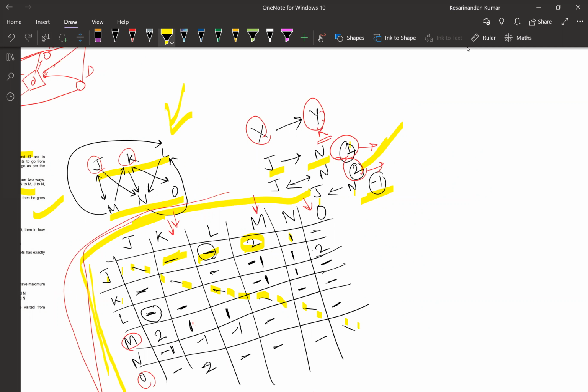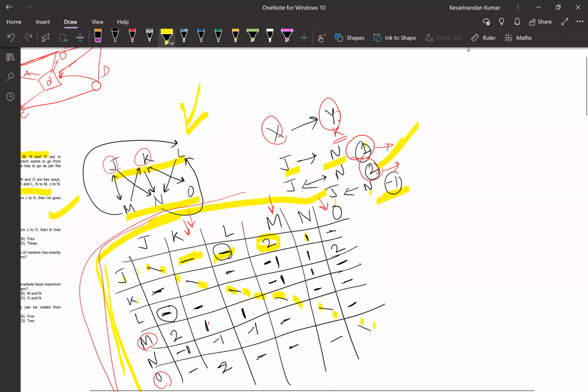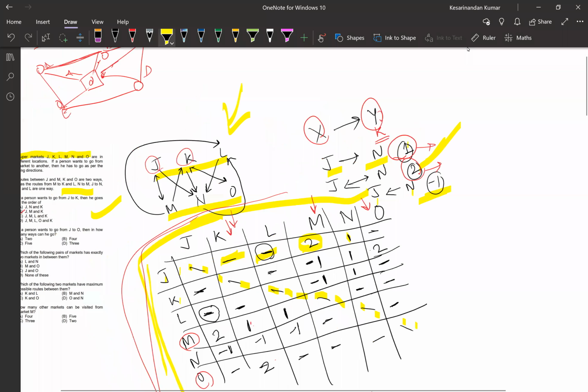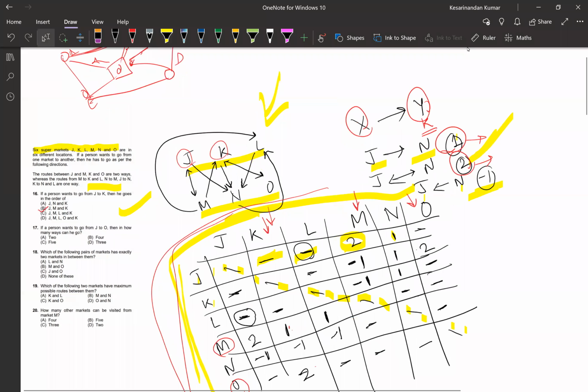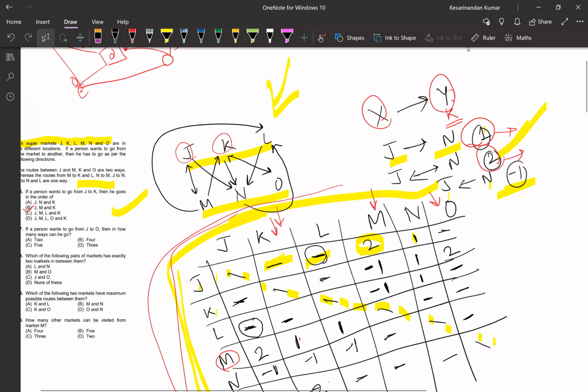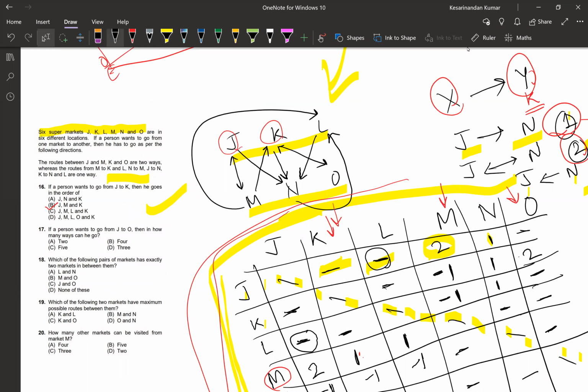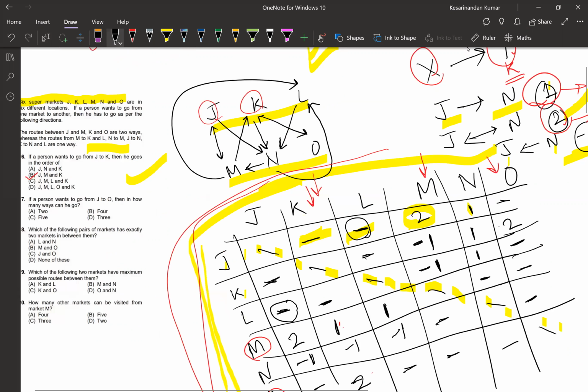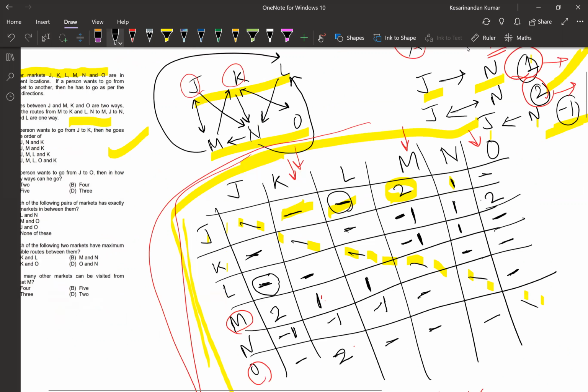Anybody, any further doubt how to solve such questions? Casey, in the question, I think it is mentioned N to M is also one way, but we have not taken that. Oh no, my bad, my bad. I missed it. Sorry. N to M it is, yes. My bad. So there will also be a plus.